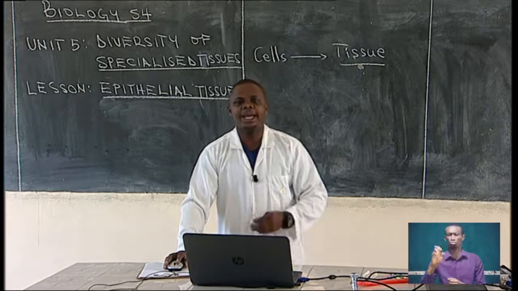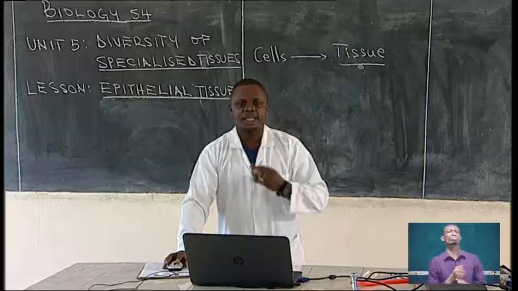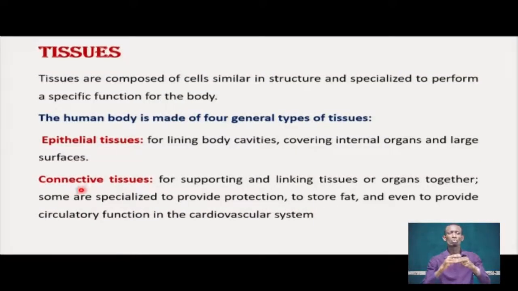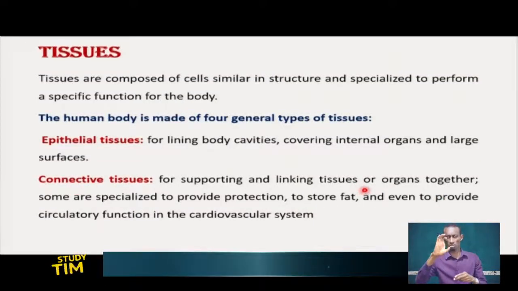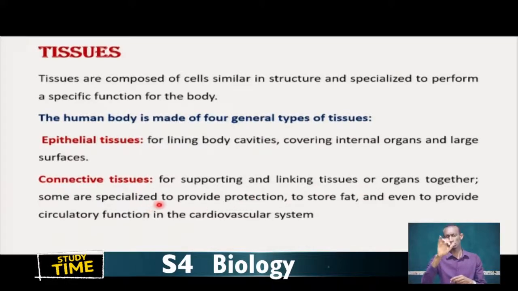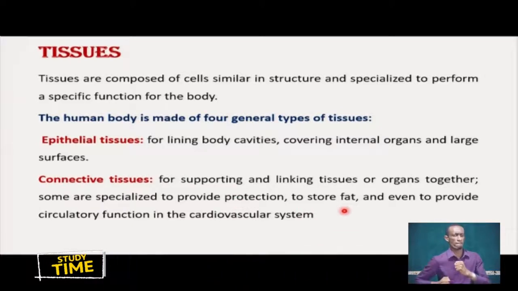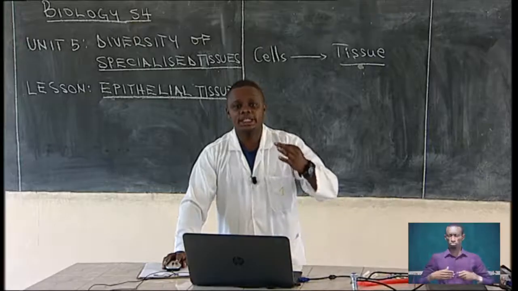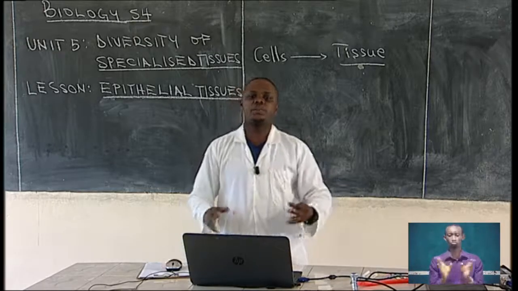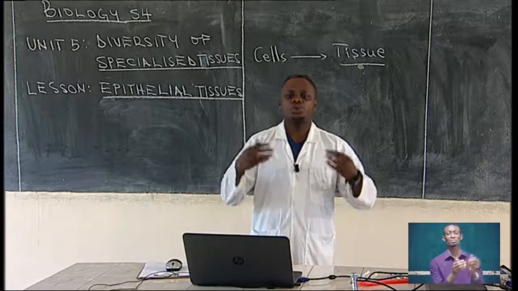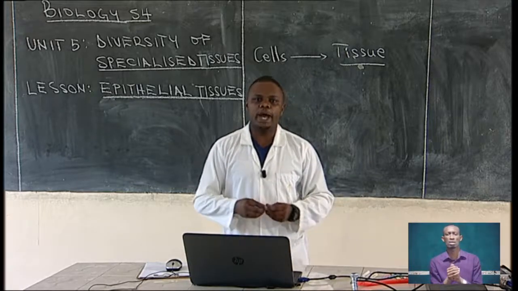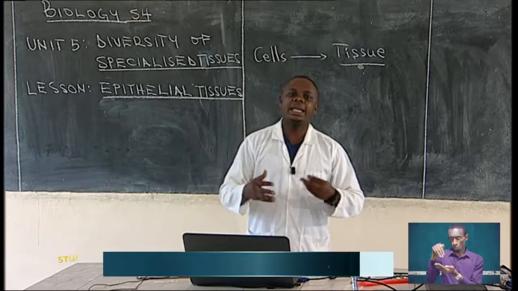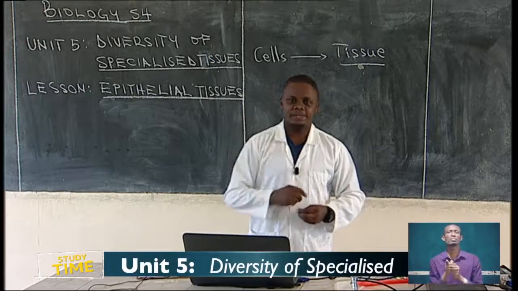We also find there connective tissues. These connective tissues link organs or other tissues together, and they are specialized to provide protection, to store fat, and even to provide circulatory function in cardiovascular system. Connective tissues are responsible for protection, to store fats, or even to provide circulatory function in cardiovascular system.